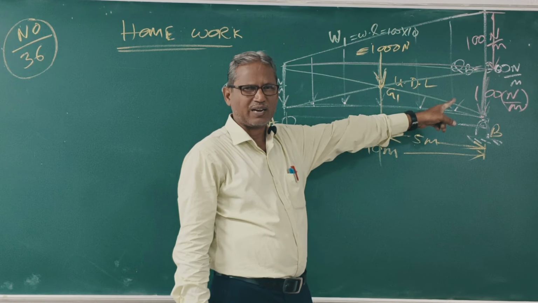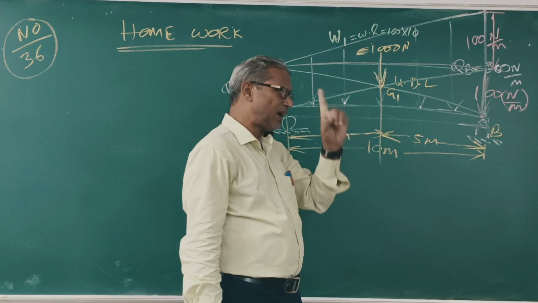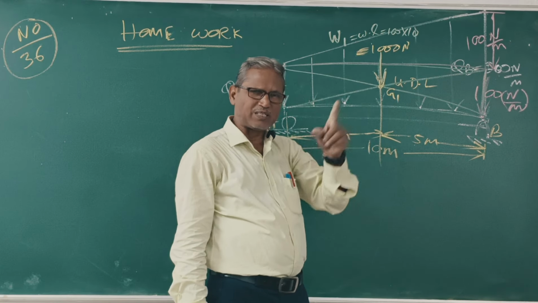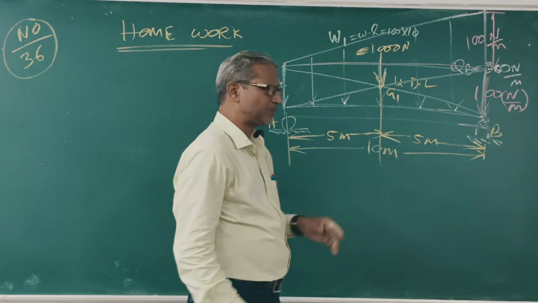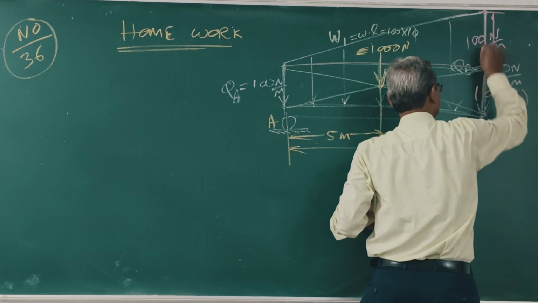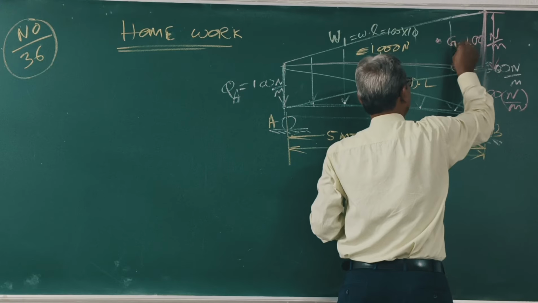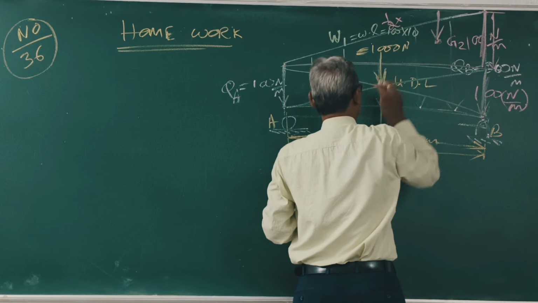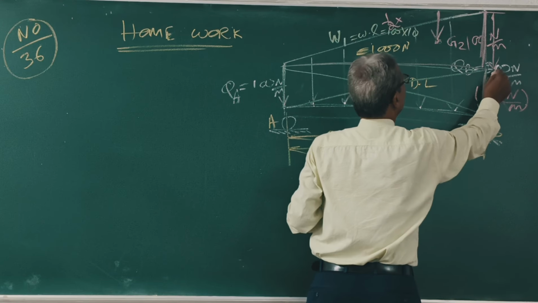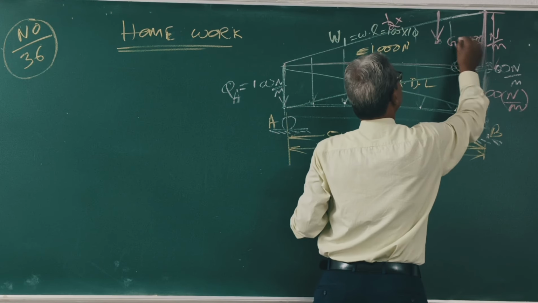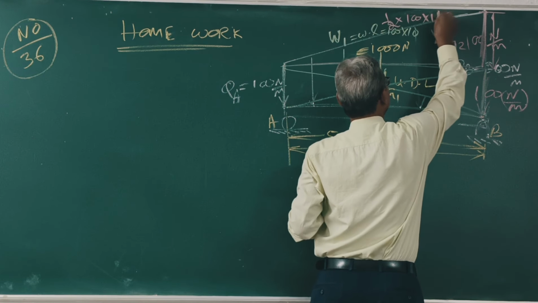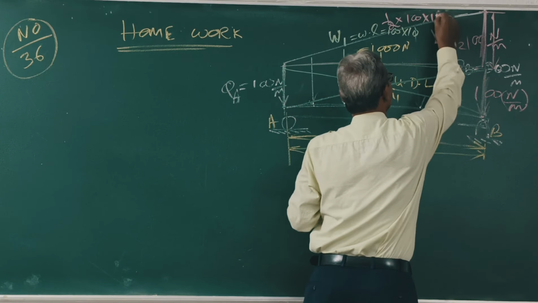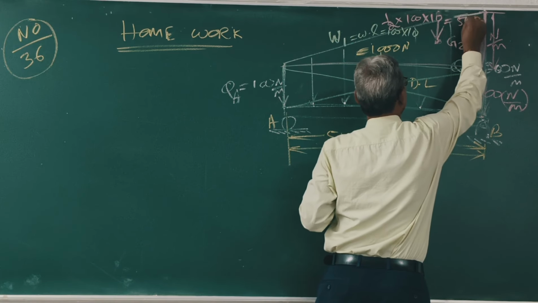The load starts from 0 and ends at 100 Newton per meter. It's a triangular load. What is the area of the triangle? Half into base into height. And G2 is at H by 3 from the base, 2H by 3 from the apex. Suppose this is the base, and this is G2. What is this load? Half into base, what is base? It's 100, into height 10. So this is 500 Newton.